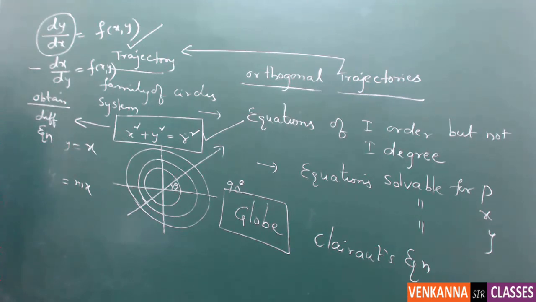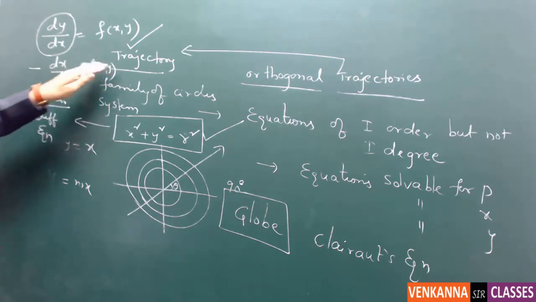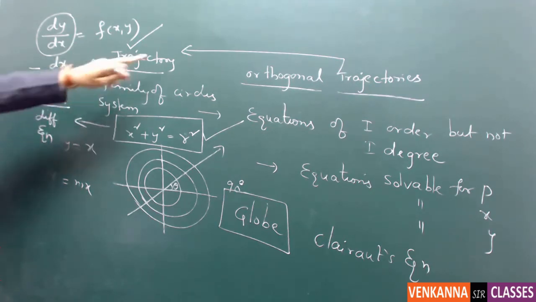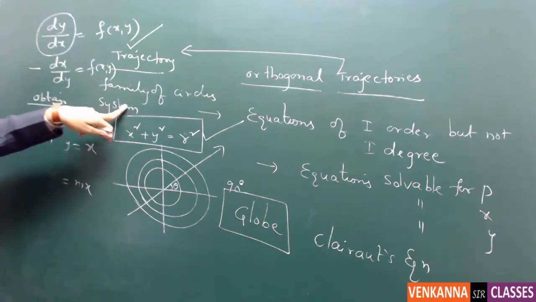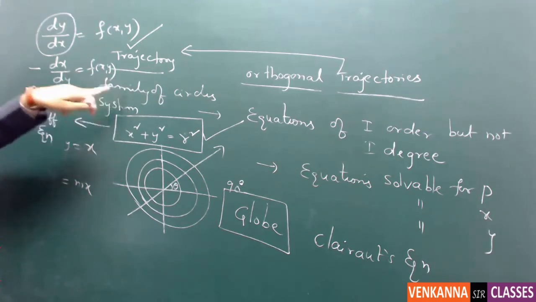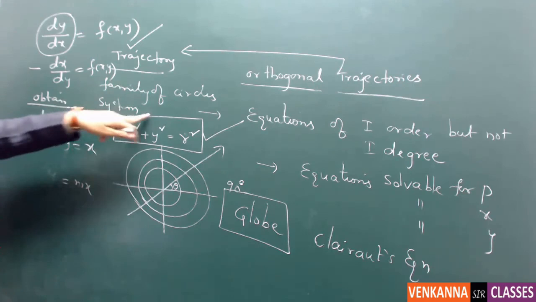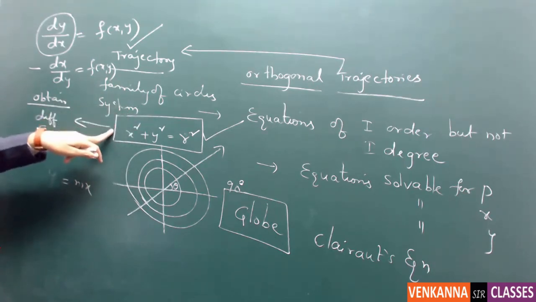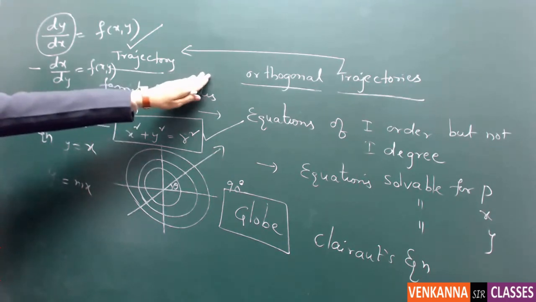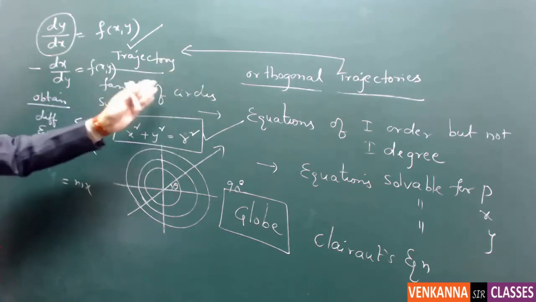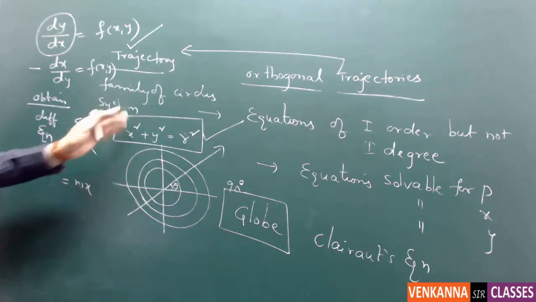Okay. So we subdivide the concept into two modules. One is we are going to find the orthogonal trajectory when the family of curves is given in Cartesian coordinates. Another one is if the family of curves is given in polar coordinates, then how to determine orthogonal trajectories. These are the two cases we are going to discuss.